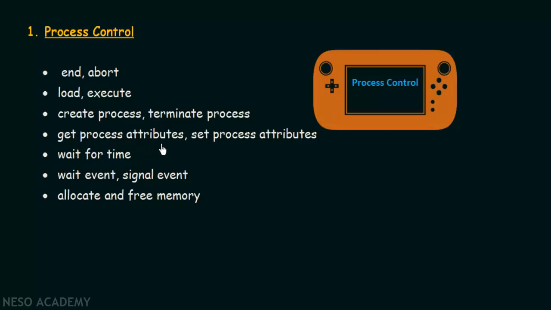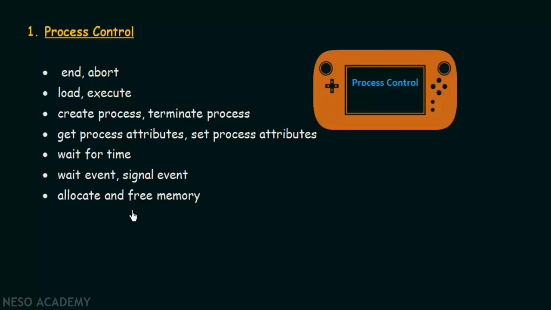Then we have get process attributes and set process attributes, for getting and setting the attributes of our processes. Then we have wait for time. Some processes need to wait for their time to come so that they can begin their execution. This will be clear when we study scheduling algorithms, which we will discuss later on. A process may need to wait for its time of execution, and for that we also need a system call. Then we have wait event or signal event. A process may need to wait for an event or signal an event.